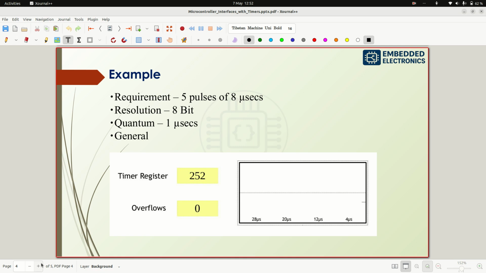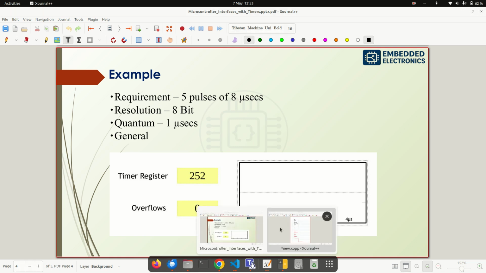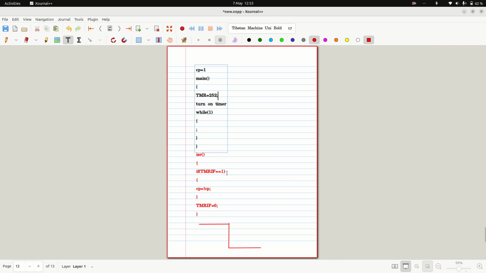So how to do this? We need to write inside the ISR, right? So here we have the ISR function now. So inside here we need to write.